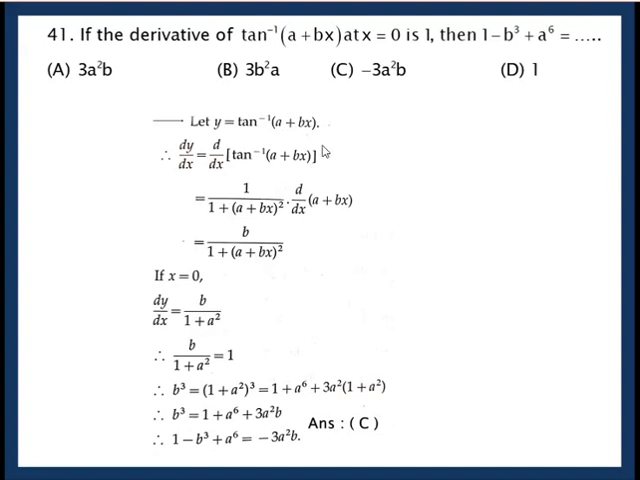If the derivative of tan inverse of a plus bx at x equal to 0 is 1, then 1 minus b cube plus a raised to 6 equal to. Now what is the derivative of tan inverse u? 1 upon 1 plus u square into du dx by chain rule. Derivative of a equal to 0, derivative of bx is b. So if x is 0, what is dy dx? It is b upon 1 plus a square. So remember this, b upon 1 plus a square is 1.